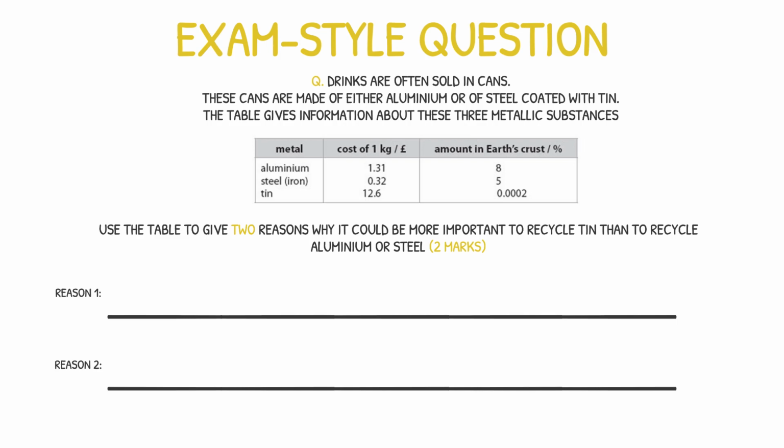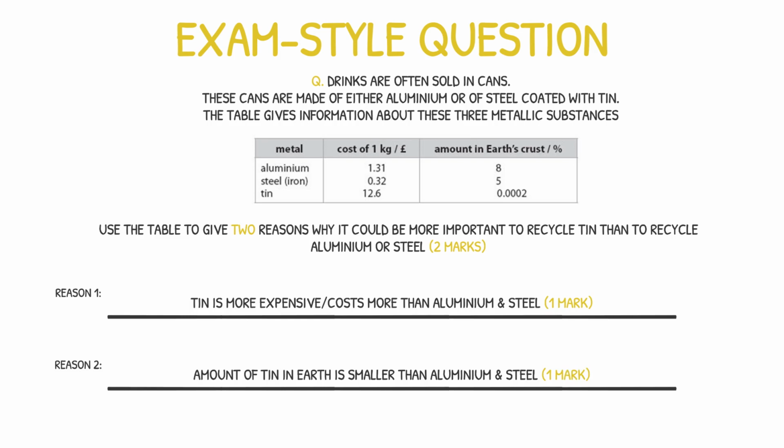The first marking point is awarded for stating that tin is more expensive and or costs more than aluminium and steel. The second marking point is awarded for stating that the amount of tin on Earth is smaller than aluminium and steel. So, how did you do on this task?